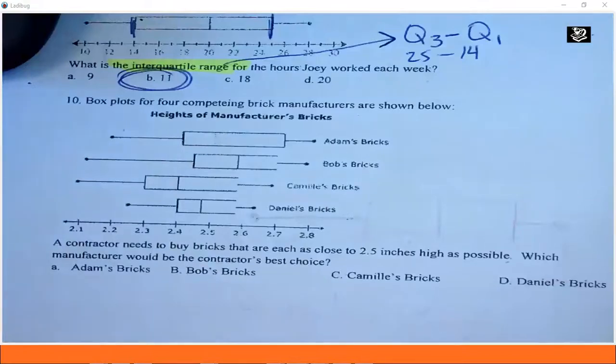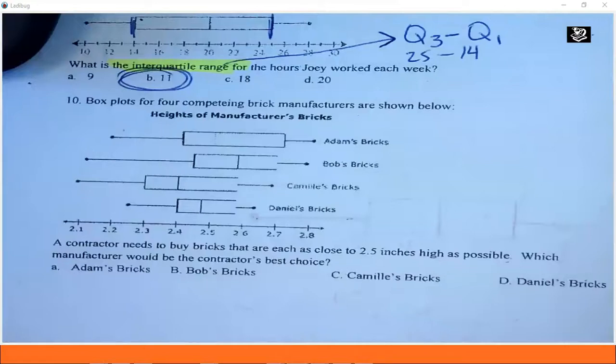A contractor needs to buy bricks that are each as close as possible to 2.5 inches high. Which manufacturer would be the contractor's best choice? All right, so what's the contractor's goal on this one? What's he mean? Close to 2.5 inches. What do you think? Who would be the best company to buy for? What do y'all think?